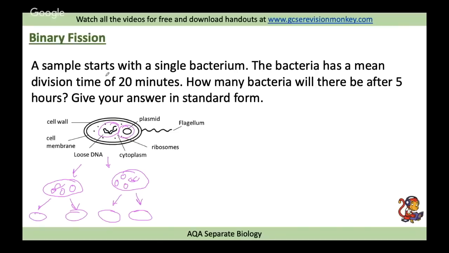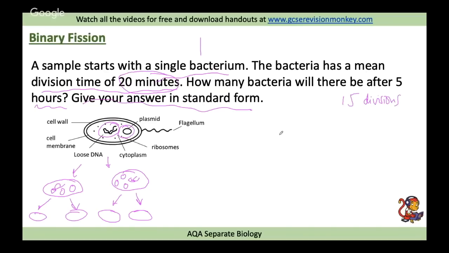So a sample starts with a single bacterium. So it starts with 1. And the bacteria has a mean division time of 20 minutes. How many bacteria will there be after 5 hours? And then, if necessary, give your answer in standard form. So you need to work out how many times it will divide in total. So if it divides every 20 minutes, that's 3 per hour. So over 5 hours, that would be 15 divisions.